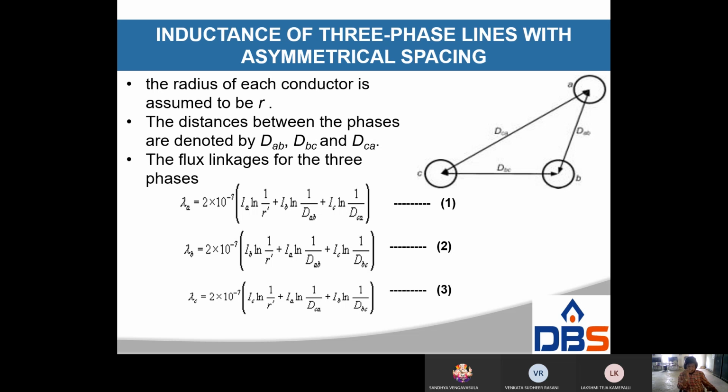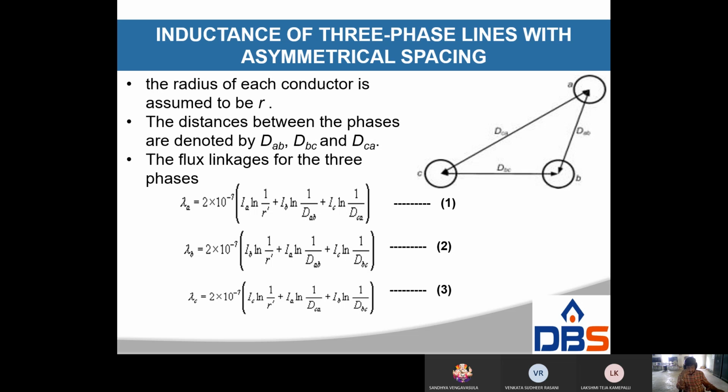Like that, when the three-phase line conductors are not equidistant from each other, then the conductor spacing is said to be unsymmetrical spacing. Under unsymmetrical conditions, flux linkages and inductance of each phase are not the same. A different inductance in each phase results in unequal voltage drop in the three phases R, Y, B.